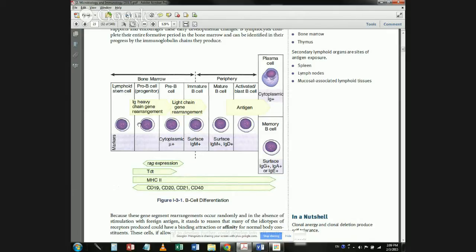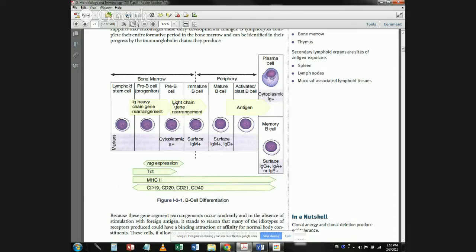And then you have an activated blast B cell, which is producing some kind of antigen, such as a cytoplasmic Ig immunoglobulin. Oh, and look, on the bottom, they tell me what kind of things that they're expressing. For instance, the lymphoid. So you have different stages, right? In the bone marrow, the B cell becomes, there's a progenitor B cell, pre-B cell, and immature B cell.